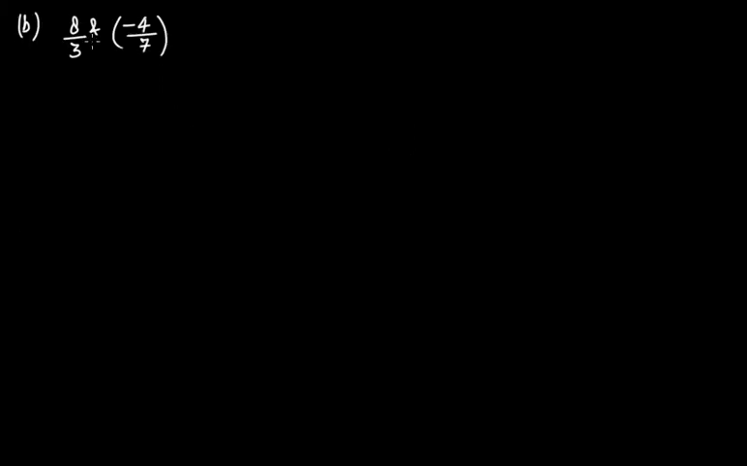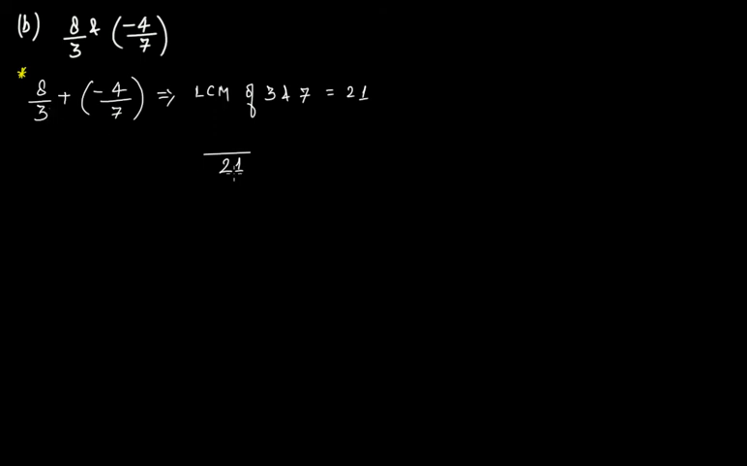Let's take another example. In this one, we have one positive and one negative rational number. So first we will do 8/3 plus minus 4/7. Okay, this is the first one. Now in this case, if we take the LCM of 3 and 7, you get 21. So for this we write the denominator as 21. 21 divided by 3 is 7, so 8 times 7, plus, with denominator 21, and we keep this negative sign as it is.